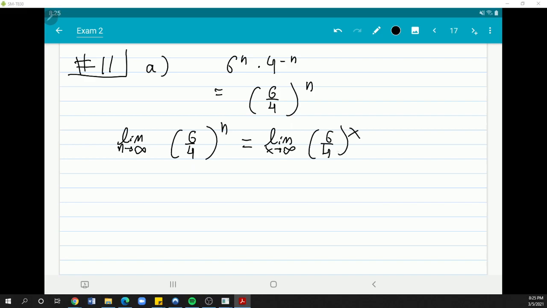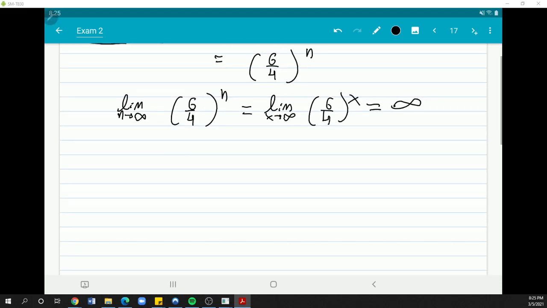Again, you wouldn't have to do this in this much detail, but just so we're clear, this is a function that agrees at every value of n. And we know as x goes to infinity, this is an exponential function. The base is bigger than 1. So this limit is equal to infinity. So the sequence does not converge.